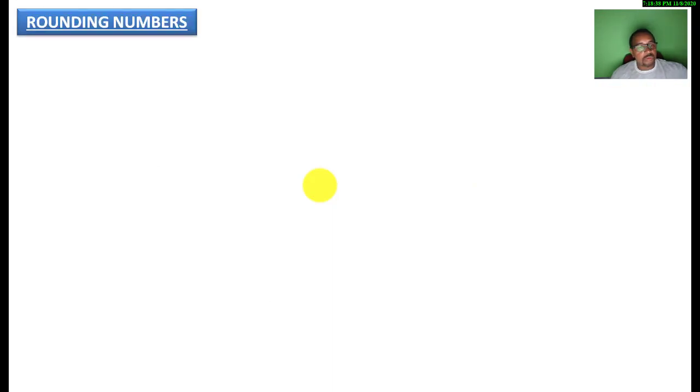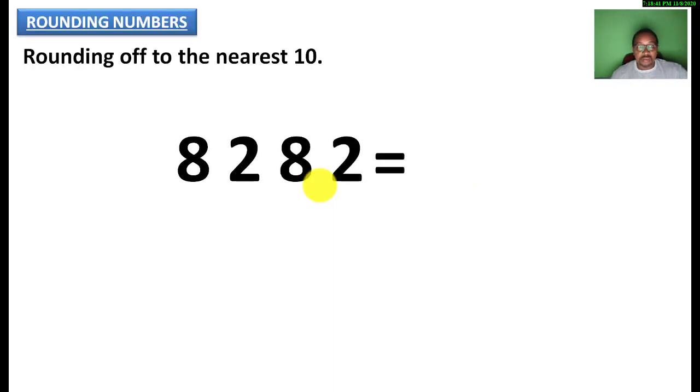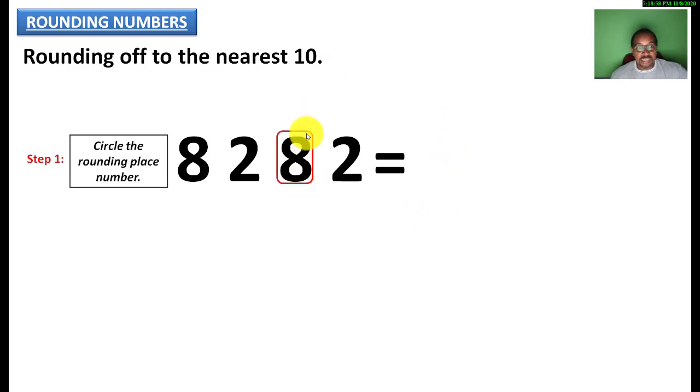Still nearest 10. Oh my, this looks confusing, doesn't it? 8,282. Rounding to the nearest 10. How can we do that? Simple again. All we are concentrating on is the rounding place number, which is the 8. So by now you should realize these are not important. These will go back as they are because we are rounding to the nearest 10. The two most important numbers are this 8 in the tens place and the number to the right of it, which is the 2.